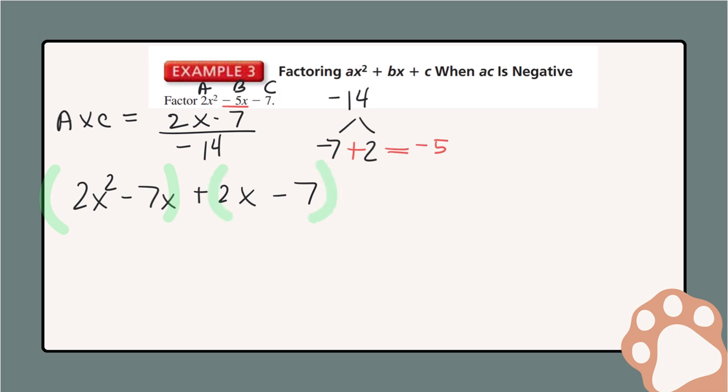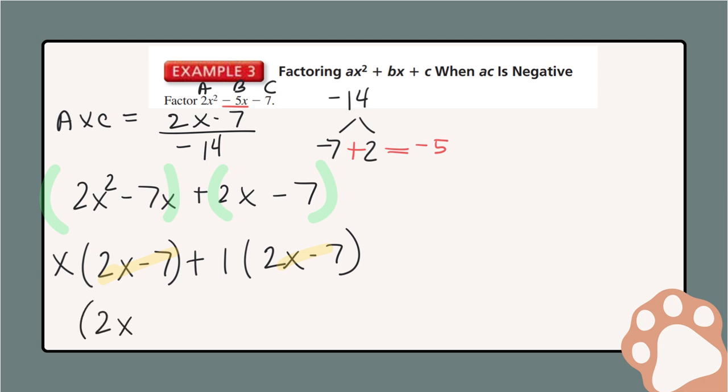What can I factor out of the first binomial? Only x, right? So what's left inside? x times 2x minus 7. Can I factor anything out of the second one? Nope. So I'm just going to use the 1 outside, plus 1, and what's left inside is 2x minus 7. Everything in the parentheses is the same. So the final answer is going to be 2x minus 7 times x plus 1.